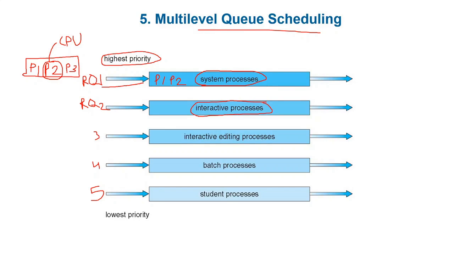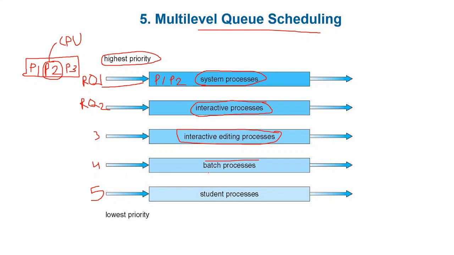Then we have interactive processes. What are these interactive processes? Interactive processes are where you are directly interacting with the applications, like when you are playing online games or watching movies. When you are playing online games, there must be interaction with the game. Next we have interactive editing processes. Here also you have interaction, but where you need editing. Those processes will be put into this queue.